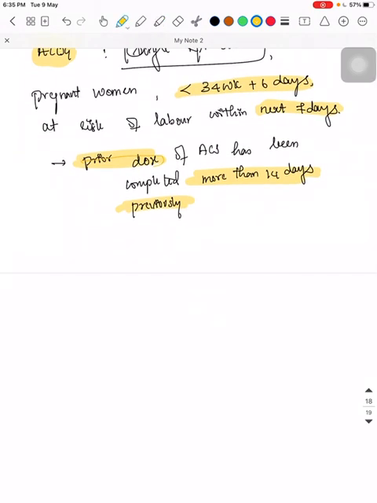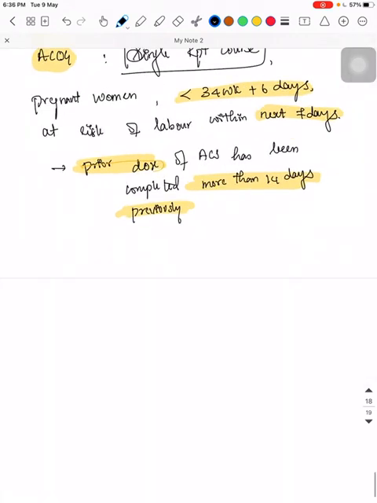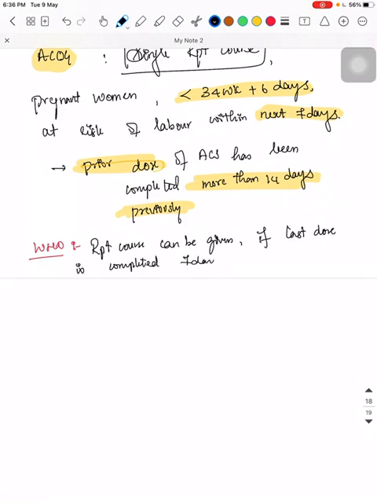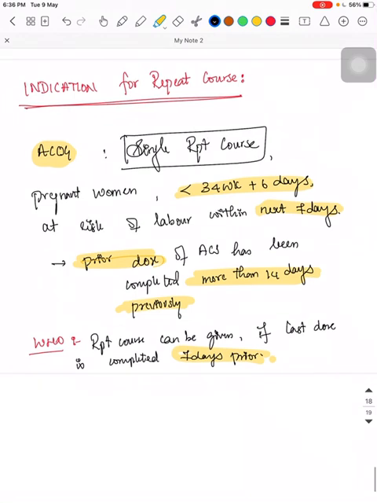According to WHO, the repeat course can be given if the last dose has been completed 7 days prior. So according to WHO, you can give this repeat course if the last dose was completed 7 days prior. Okay, this is according to WHO. So these are the guidelines for indications for repeat course.